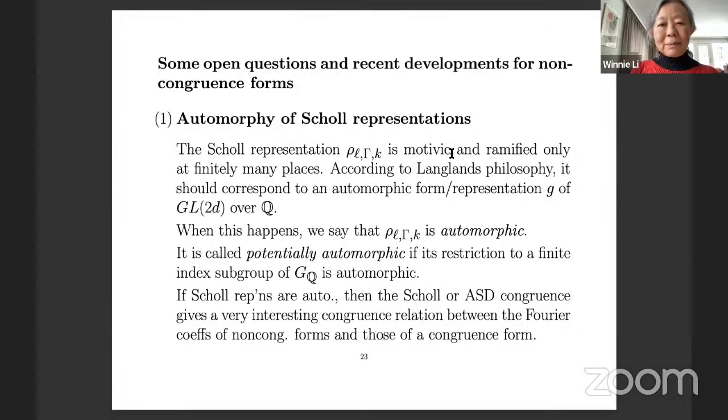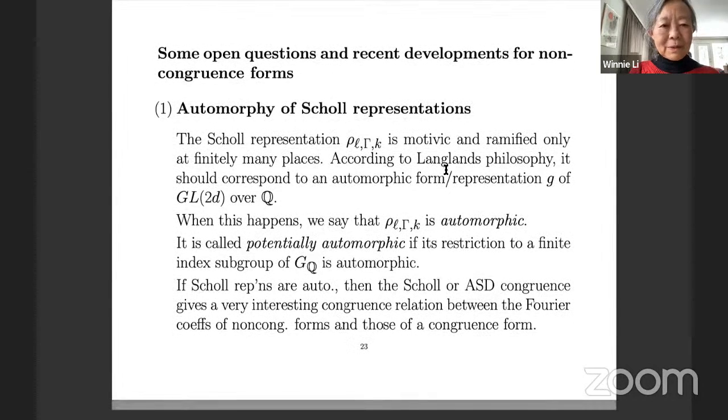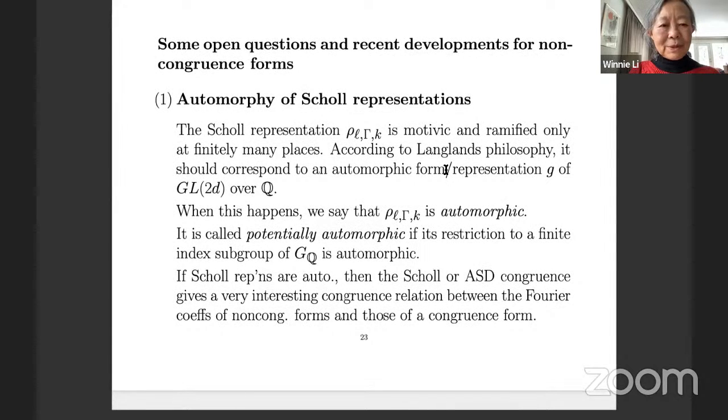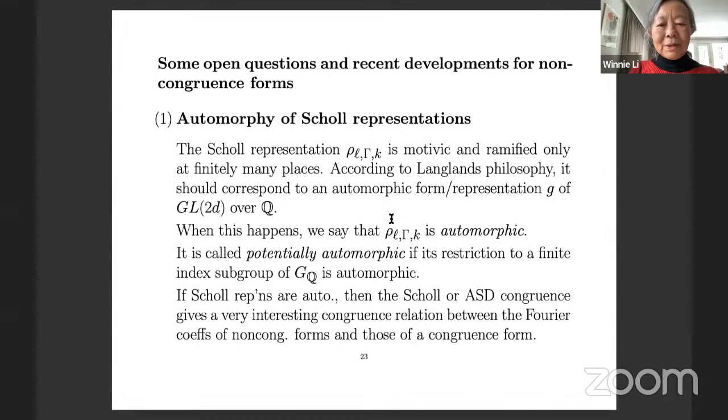So I would end by posing some open questions and recent developments for the non-congruence forms. To me, the most important question is the automorphy of Scholl representations. Because these Scholl representations are motivic, and they are ramified only at finitely many places.